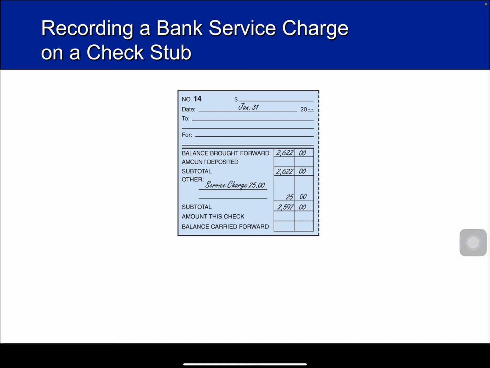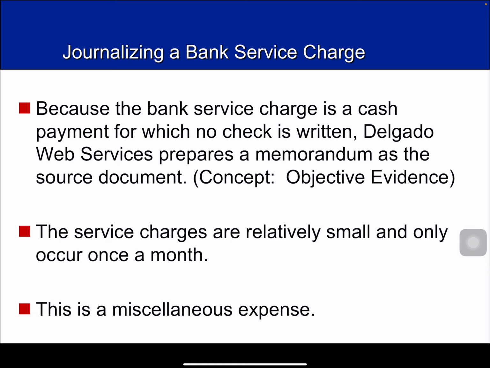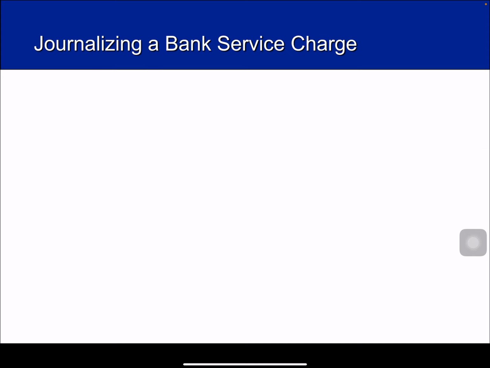Okay, because the bank service charge is a cash payment for which no check is written, Delgado Web Service prepares a memorandum as the source document. Remember, that's objective evidence. The service charges are relatively small and only occur once a month. Therefore, they are miscellaneous expenses. Then it's time to go and journalize a bank service charge, because remember, we spent some money, so therefore we have to record the amount that we've spent.